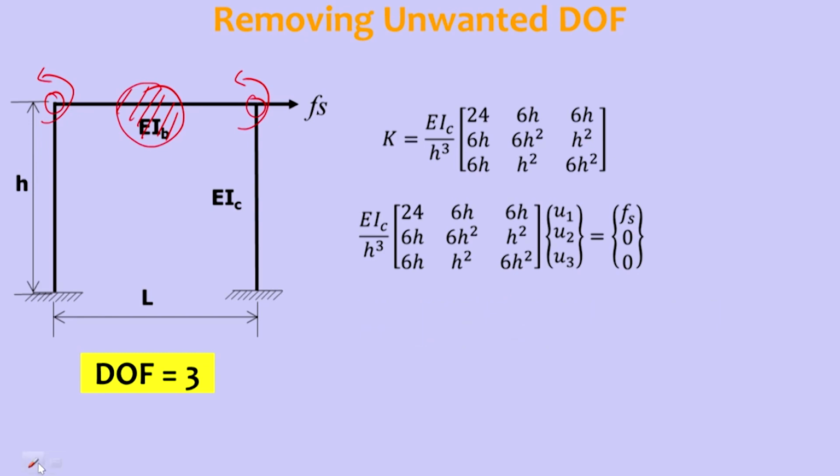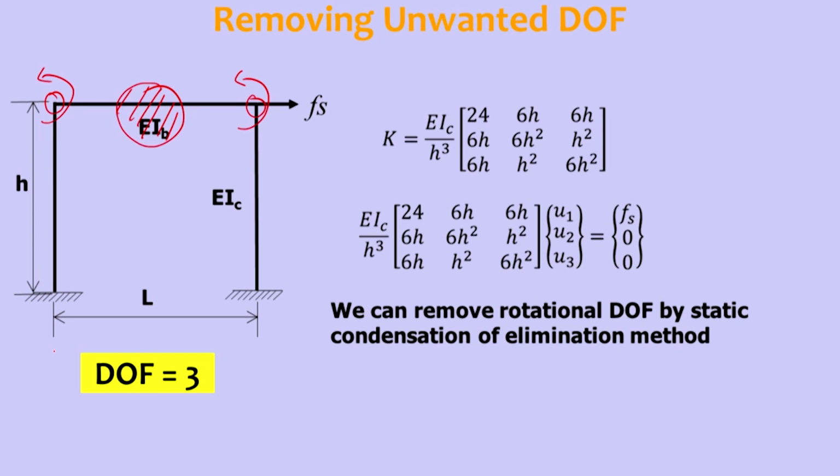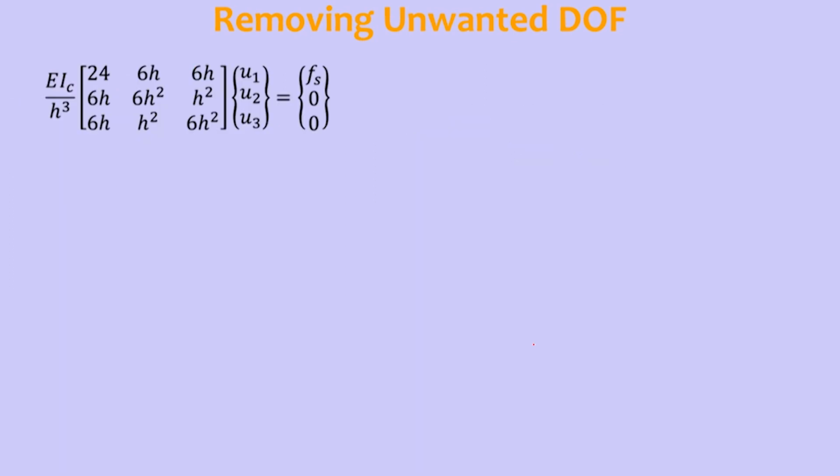So how do we remove these unwanted degrees of freedom? These unwanted degrees of freedom can be removed by different methods. That is by static condensation or elimination method. So there are these 2 methods. Static condensation method also can be used, or elimination method also can be used. So what is this method? Let us discuss.